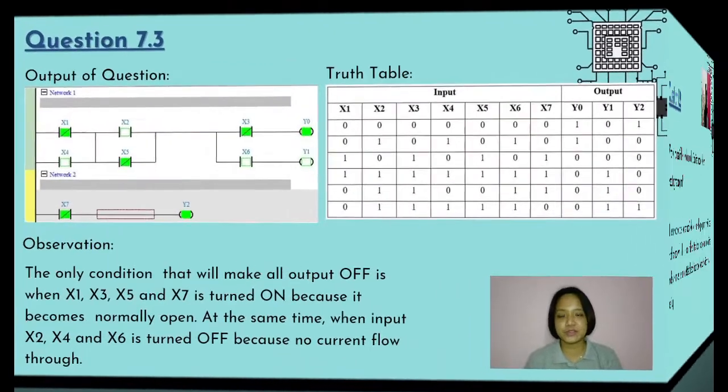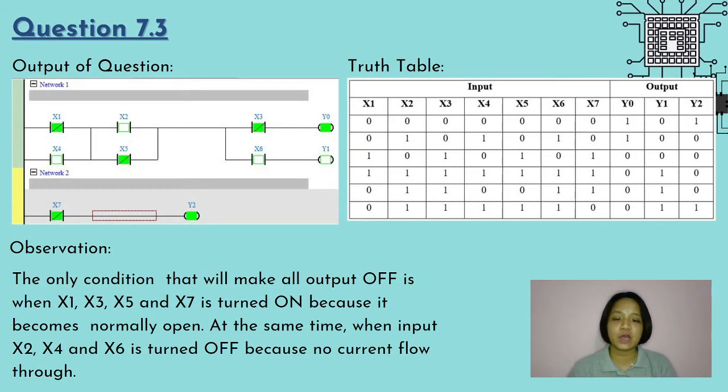Moving on to question 7.3, this question requires us to make one of the outputs Y0 or Y1 to be in on condition, but it doesn't mention the condition of Y2. As you can see here, this is the modified circuit from question 7.1.3, and this is the output of the circuit shown for the first row of the truth table, whereby I made all of the inputs from X1 to X7 be in off condition.